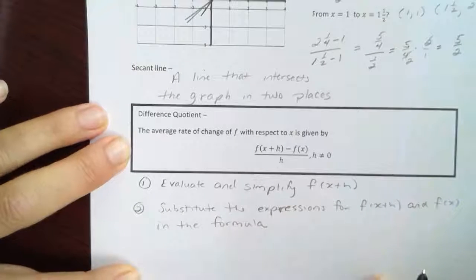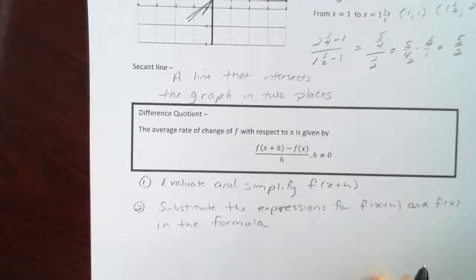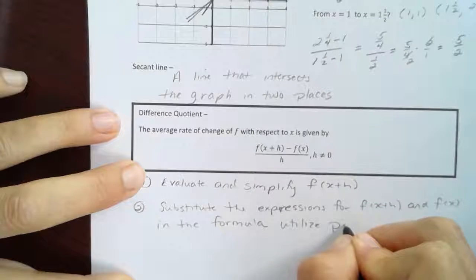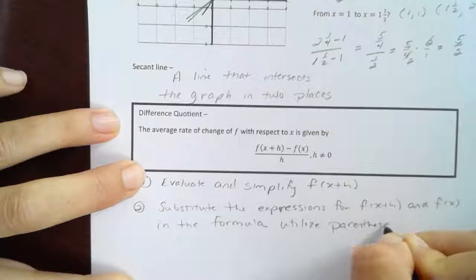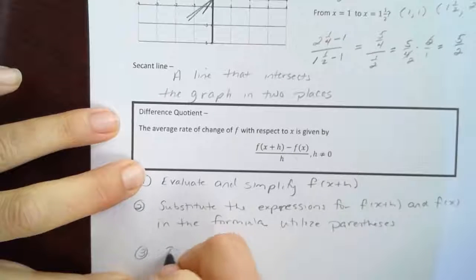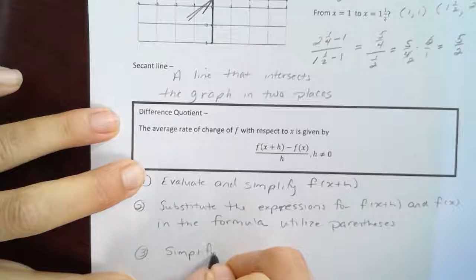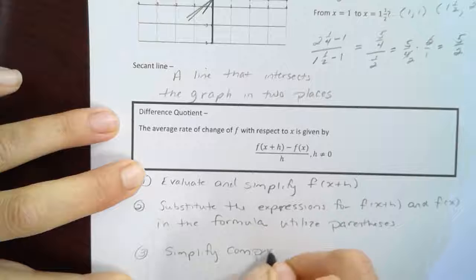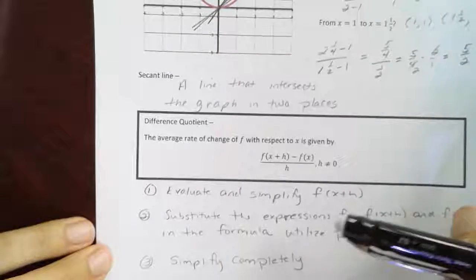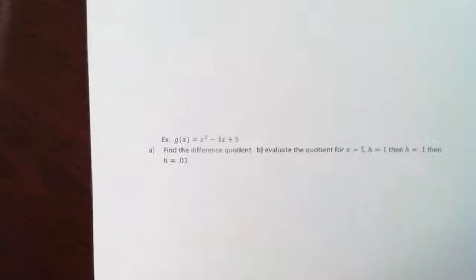Okay, we're going to substitute the expressions in, and we're going to utilize parentheses. And then the last thing you're going to do is to simplify completely. So you're going to go ahead and distribute the minus sign, combine like terms, factor out an h, and cancel the h away. So let's do a couple of problems like this.